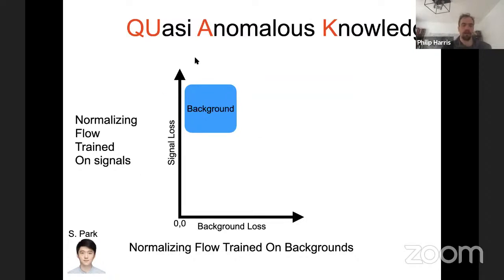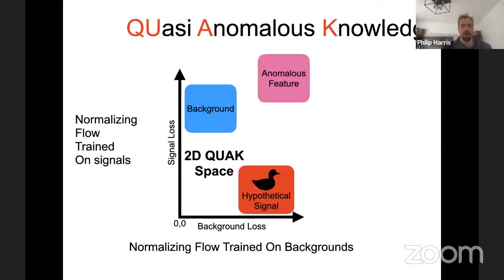And so backgrounds will not look like signals. They'll have high anomalous signal features, but low background. Signals, on the other hand, will be in the opposite space, right? They'll be very signal-like, so low signal and not background. Anomalous features like detector glitches won't fit in either the signal space or the background space, so they live farther away.